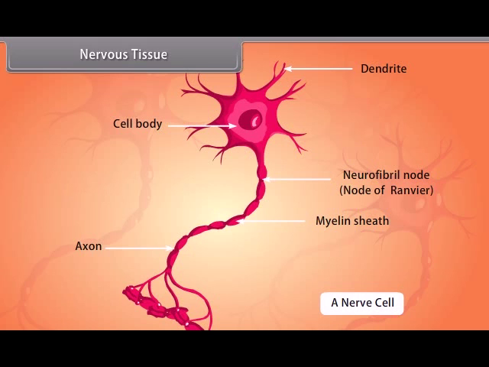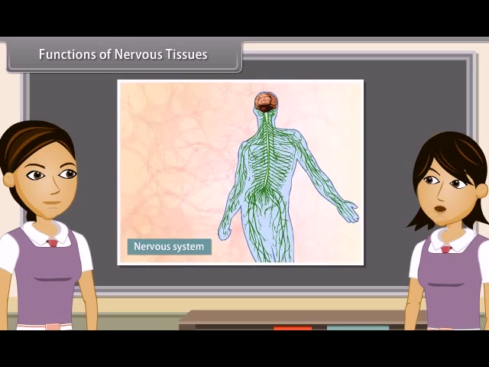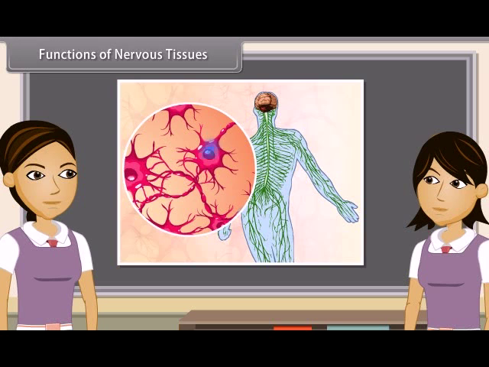Each branch ends in a swollen structure called synaptic knob or bouton. Axon is also called nerve fiber. An individual nerve fiber is about 1 meter long. Functions of nervous tissues. The dendrites receive impulses and the axon takes impulses away from the cell body. Impulse is the passage of electrical activity along the axon of a nerve cell.